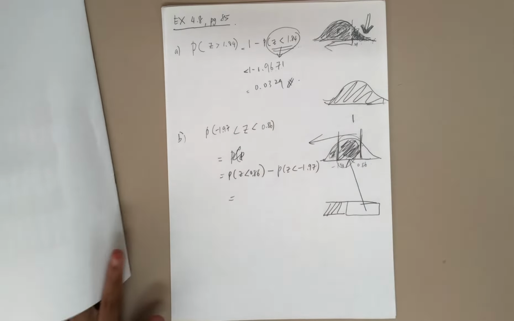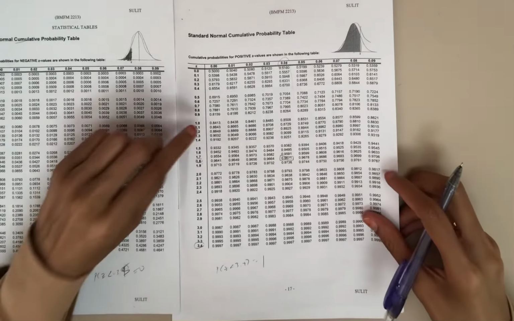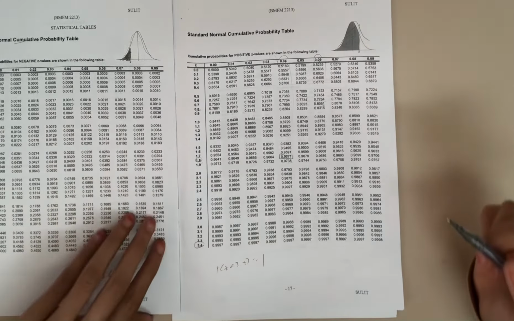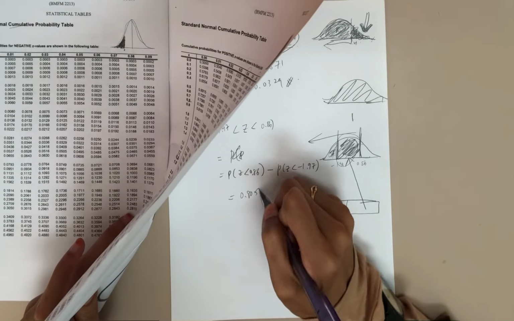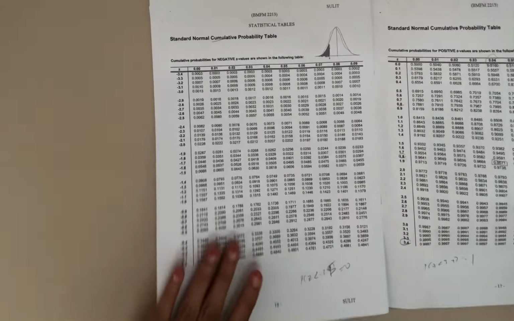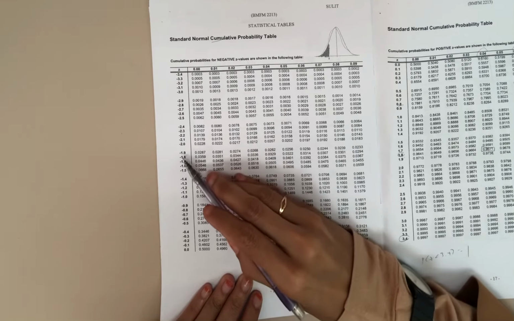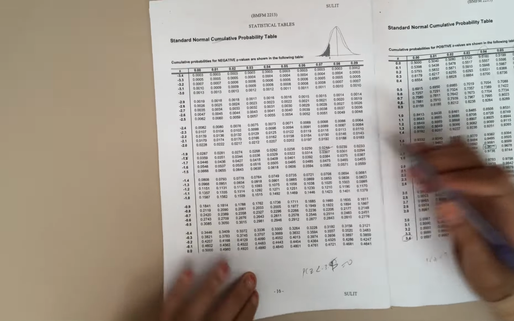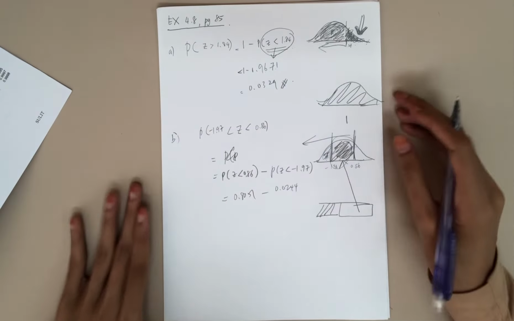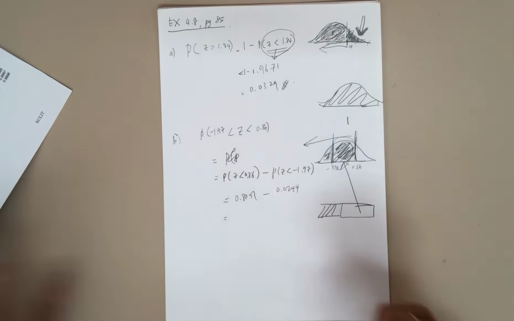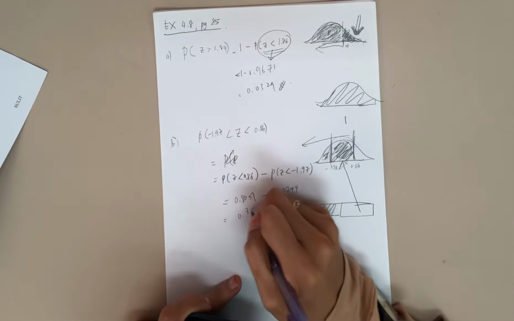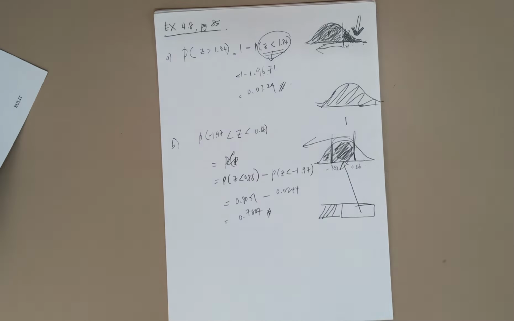So 0.86. Look at the table again. 0.8 is somewhere here. Since 6 here, so 0.86 is 0.8051, minus, and then negative 1.97. So this is negative 1.97 here, 0.0244. So you just calculate that, and you get 0.7807.